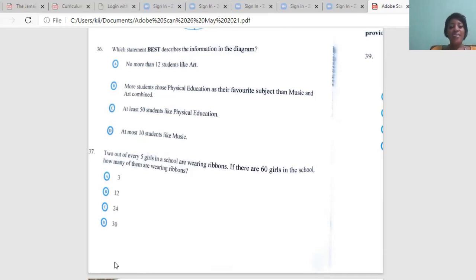Let's go. 2 out of every 5 girls in a school are wearing ribbons. If there are 60 girls in the class, how many of them are wearing ribbons? So 2 out of 5. So for every 5 girls, there's 2 wearing ribbons.